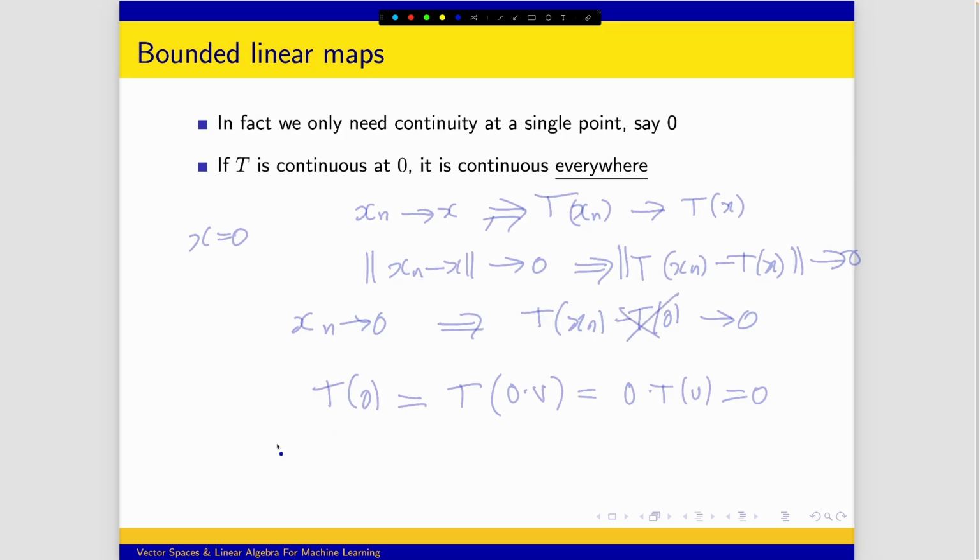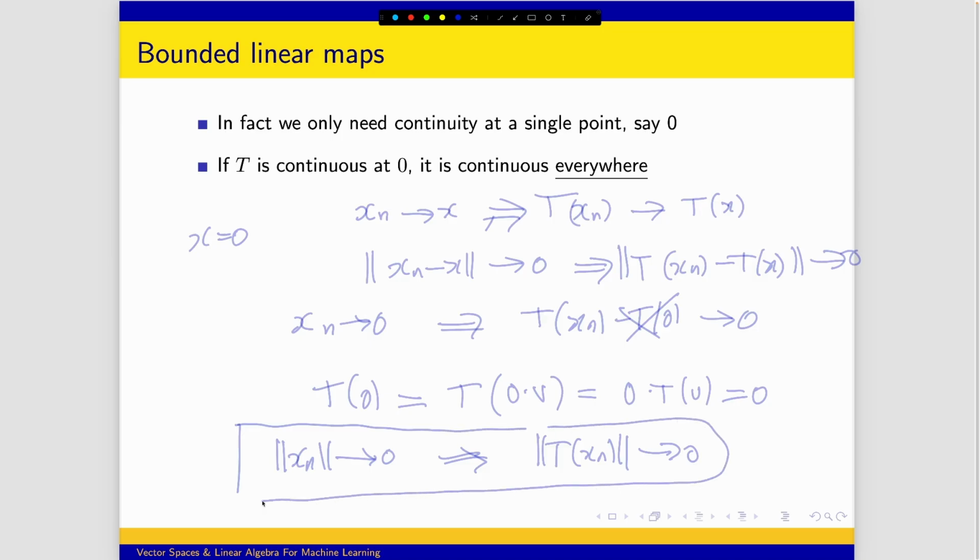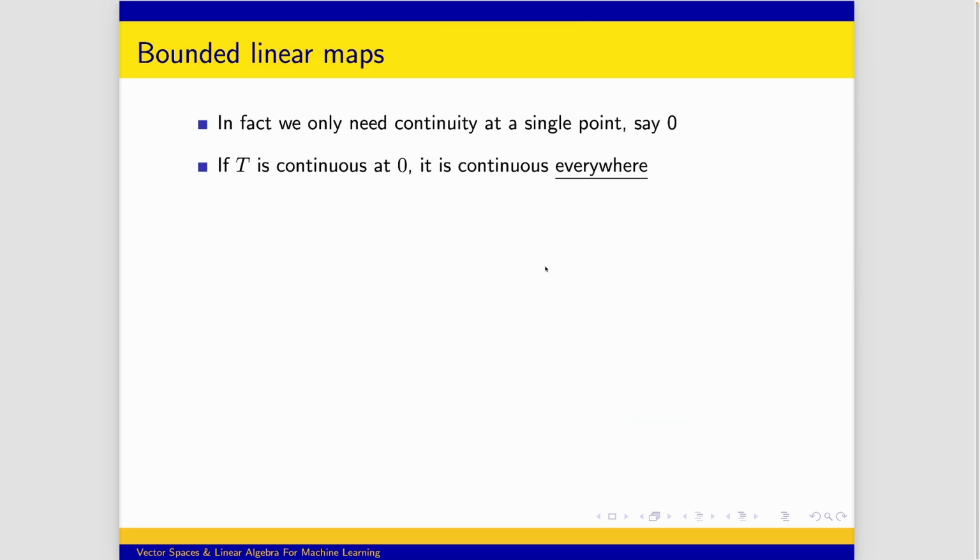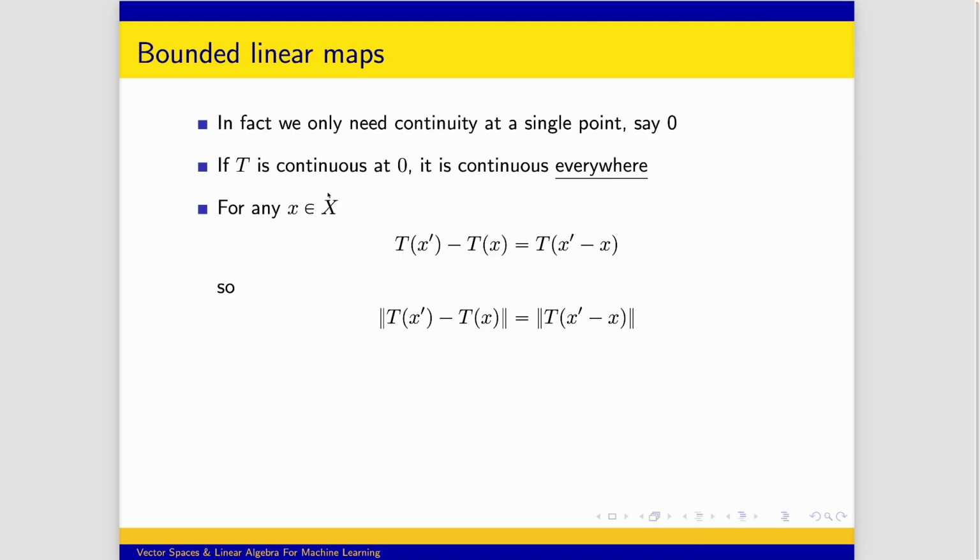So what we're saying is that if the norm of xn converges to 0, this must imply that the norm of T(xn) minus 0 converges to 0. So this is the condition that we require for continuity at 0. This is the general condition. Now, why is this the case? The continuity at 0 implies continuity everywhere. It's simply from this linearity property.